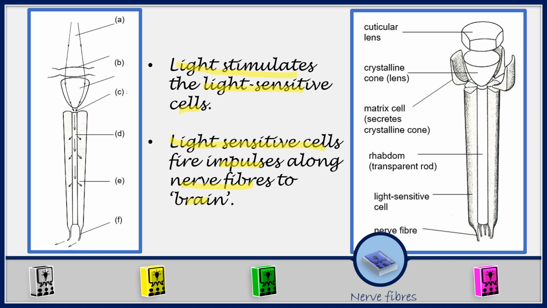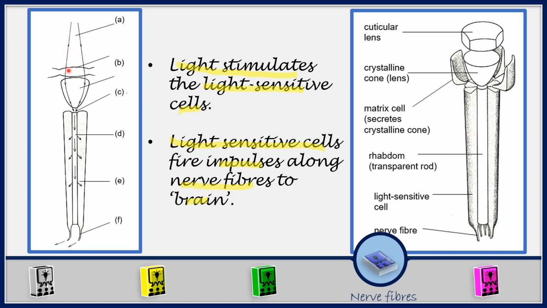So now when the light in the rhabdom is passing downwards, it is going to stimulate the light-sensitive cells. And when the light-sensitive cells are stimulated, they are going to fire impulses which are going to be sent to the nerve fibers, and then the nerve fibers will send the impulses to the brain. So that is how light is received by an insect.